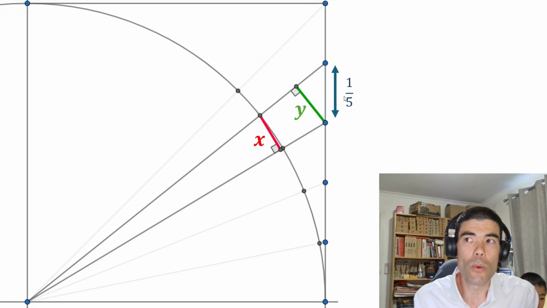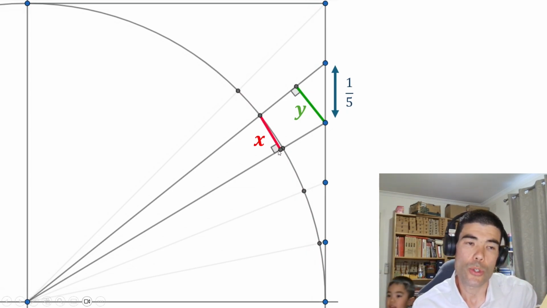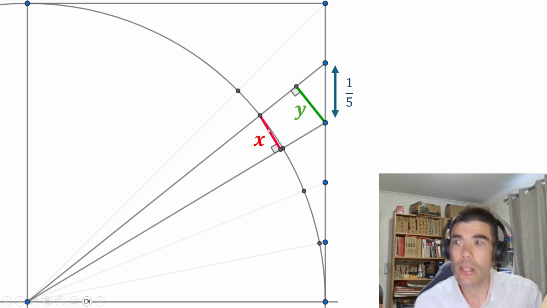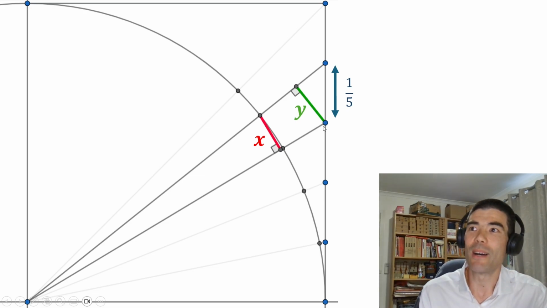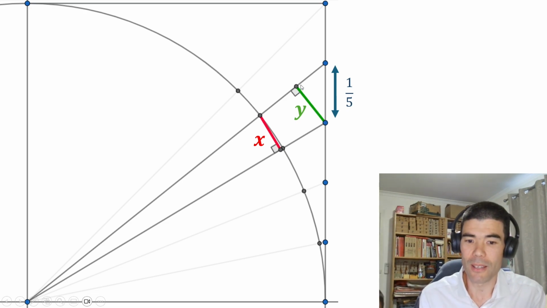If we focus in on one of the segments, say this one here, what they did is to construct 2 right-angled triangles. This red segment goes from this point, perpendicular to this line, and this green segment, which I've labeled y, goes from this point here, perpendicular to the top line.